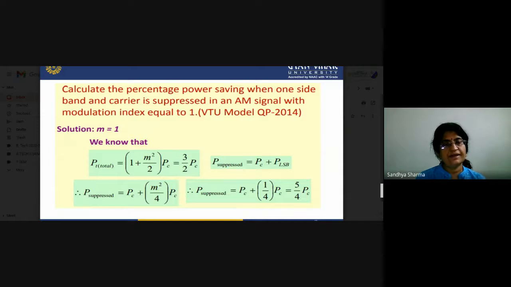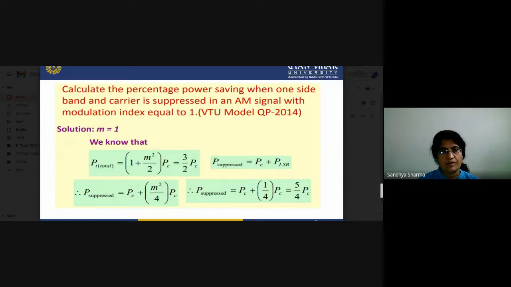So again, we will take a numerical. Calculate the percentage power saving when one sideband and carrier is suppressed in an AM signal with modulation index equal to 1. As we can see, one carrier and one sideband suppressed means this is single sideband suppressed carrier transmission, because the carrier signal is suppressed and we are using only one sideband.